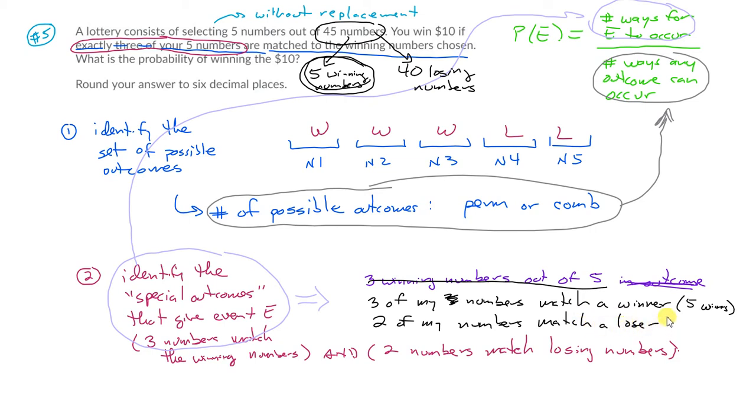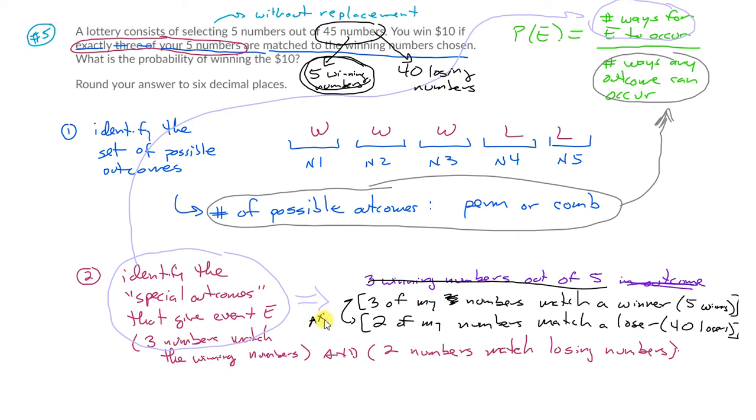And how many losing numbers are there? There's 40 losers in this case. Why? Because there's 45 numbers. 5 of them are being declared to be winners by the lottery company, so the other 40 must have been the losers. So I have to pick 3 out of 5, and I have to pick 2 out of 40. So it's an and situation. I have 2 results that have to occur, and it's an and between them. How do I connect these with an and?